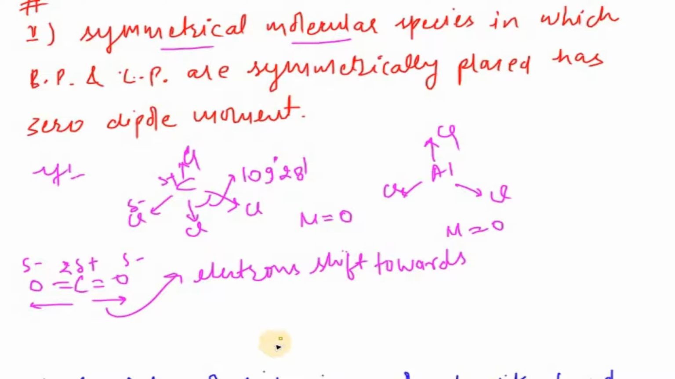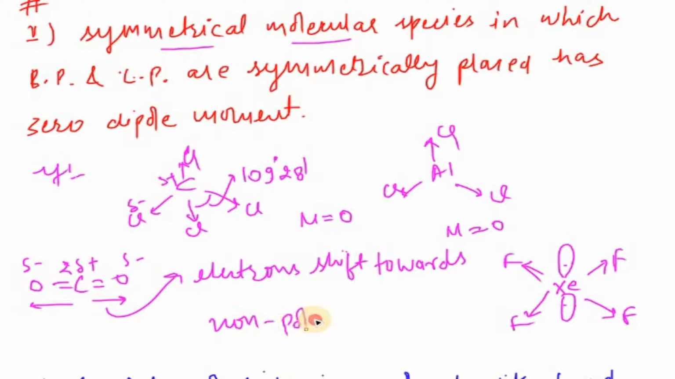Like if we're going to talk about XeF4, it is a planar molecule and it has 2 lone pairs. It is also symmetric, and the direction of electrons is from positive to negative, meaning towards the more electronegative. So all these 4 are known as non-polar. They don't have any polarity. The net shifting of electrons, the direction of electrons, is 0. That's why it is known as non-polar.